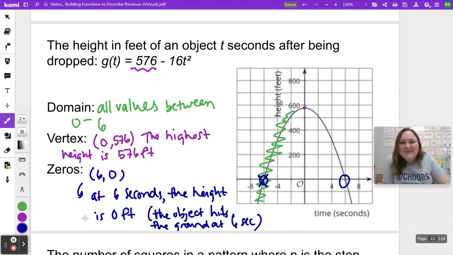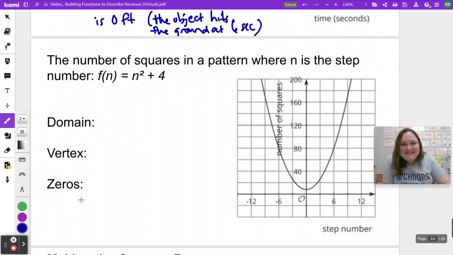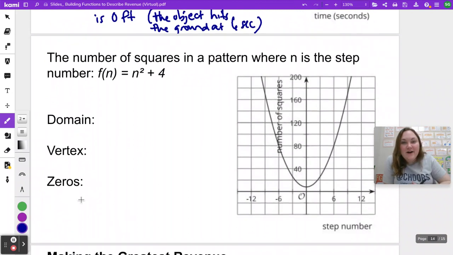We've got one final one like this for you to practice right here. This goes back to our first lessons where we were looking at quadratic patterns. We had never looked at a graph of those quadratic patterns, I believe, but here's a graph to go with it. In the situation, the number of squares in a pattern where n is the step number is represented by the function n squared plus 4. One final time, identify the domain, the vertex, and the zeros.